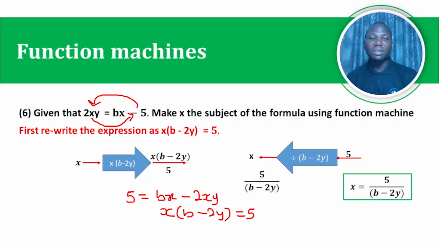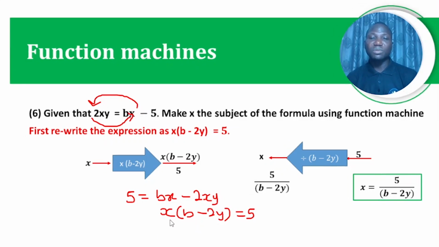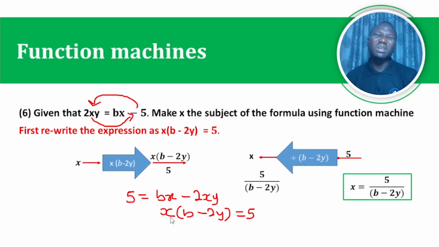All right, so now that we have achieved a single input and a single output, we can now draw the function machine. So x is the input. Now we can see that clearly the x has been multiplied by the whole of this expression in bracket, b minus 2y. That means the function of this first machine is to multiply this x that is coming into it by b minus 2y. So if that happens, we have x into bracket b minus 2y, and that's equal to our output, which is 5.